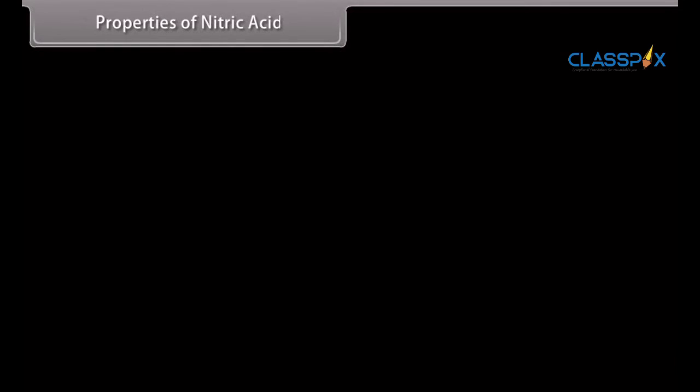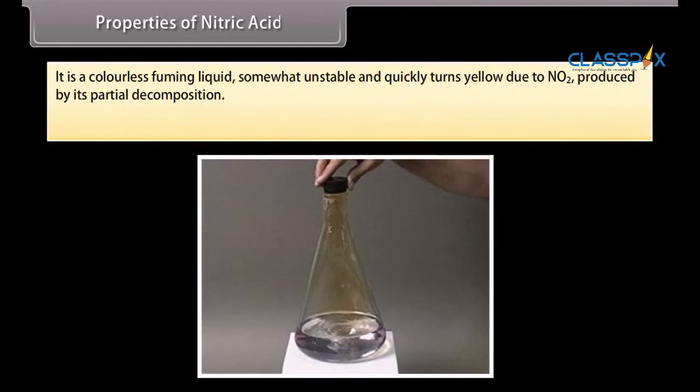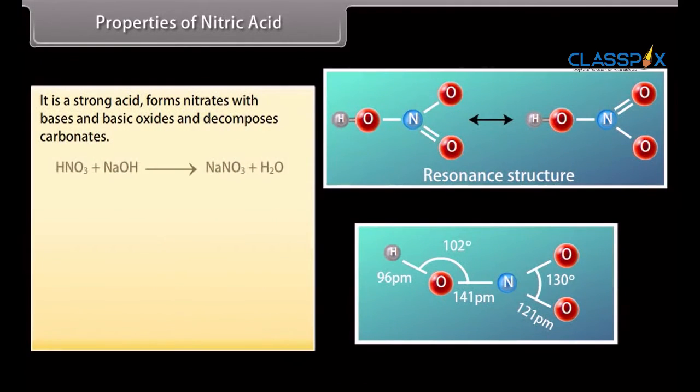Properties of nitric acid. It is a colorless fuming liquid, somewhat unstable, and quickly turns yellow due to NO2 produced by its partial decomposition. It has corrosive action on skin and turns the skin yellow. It is a strong acid, forms nitrates with bases and basic oxides, and decomposes carbonates.